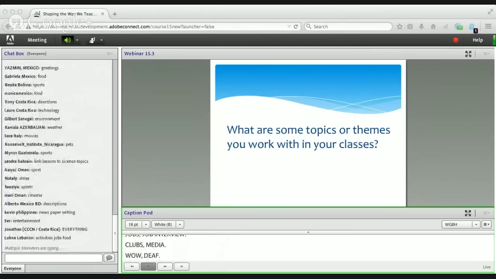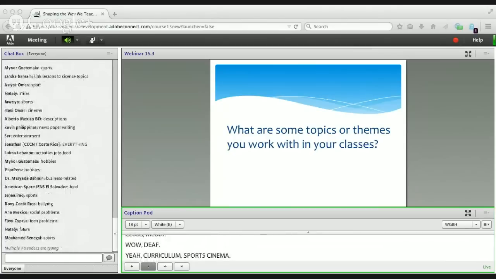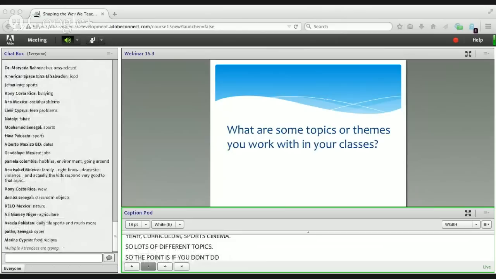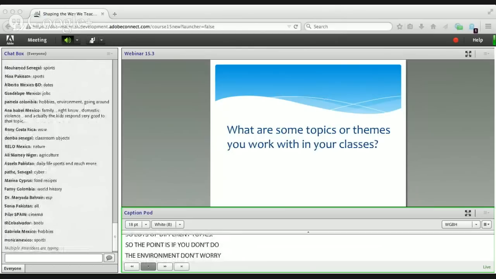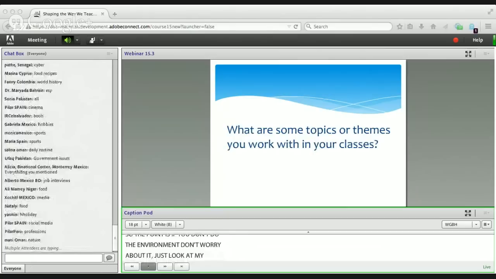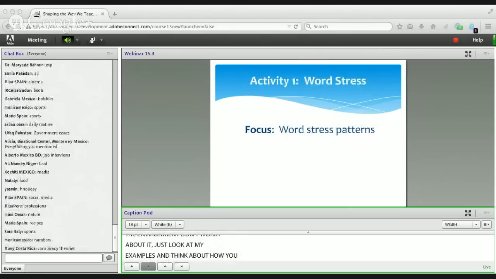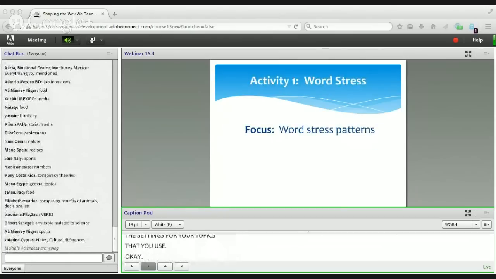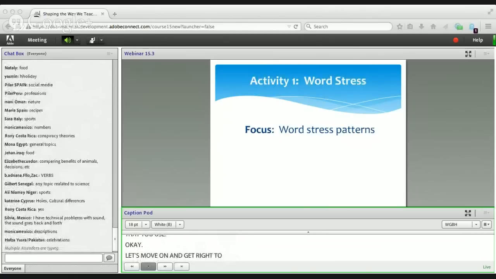So the point is that if you don't do the environment, don't worry about it, but just look at my examples and think about how you would translate my examples into your setting with your topics that you use, okay? Okay, so let's move on. Let's get right to our first activity. And the first one I'm going to deal with is word stress.